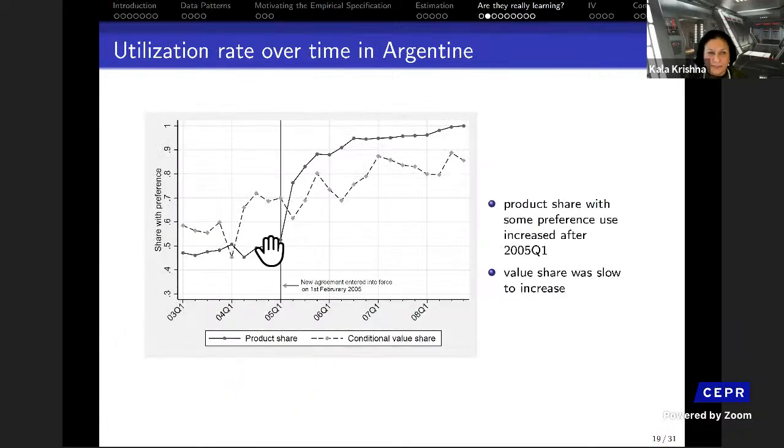I just want to show you that the products covered increased quite dramatically. The black line is the product share with some preference use. So these are the products that were covered, and this increased after 2005 quarter one, phased in. So there was some period when it was increasing. And the value share, conditional on having preferences, rose, but more slowly. So this is what this table should be telling you.